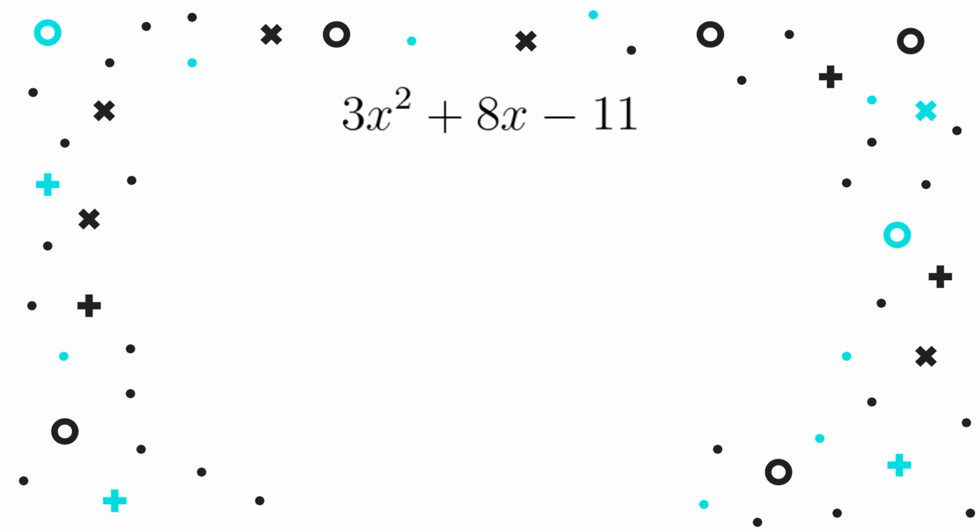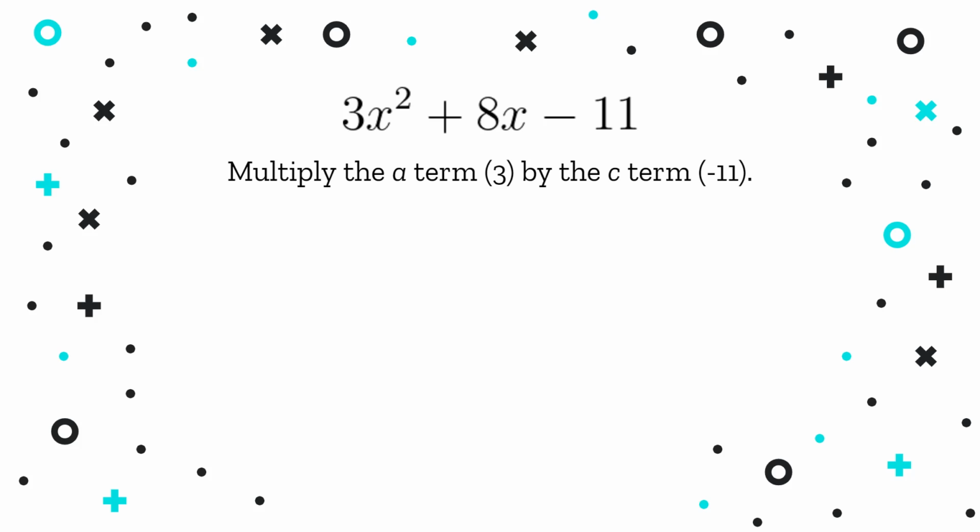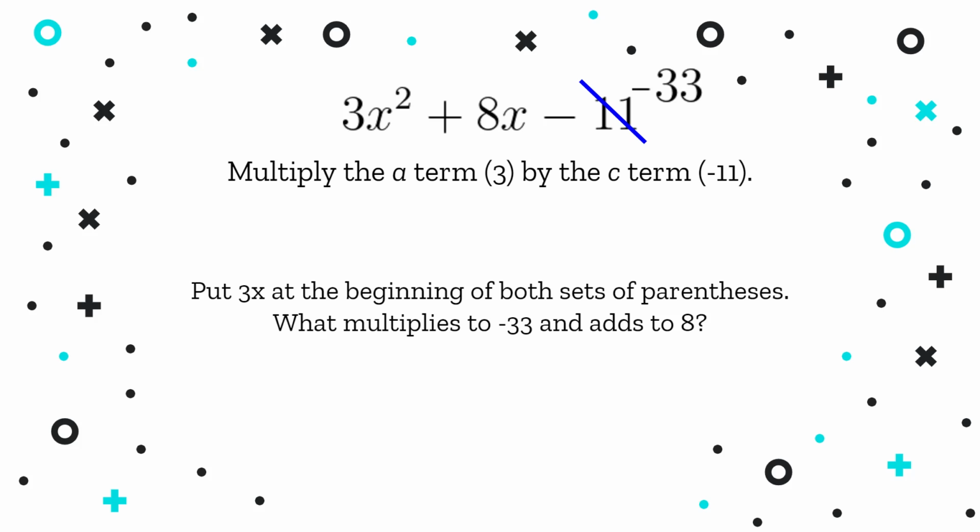Now here's an example in which you would have to use the tricky trinomial factoring method. The first thing that needs to be done is you have to multiply the a term, which in this situation the number 3 is known as the a term, by the c term, which in this case is the number negative 11. So 3 times negative 11 is negative 33.